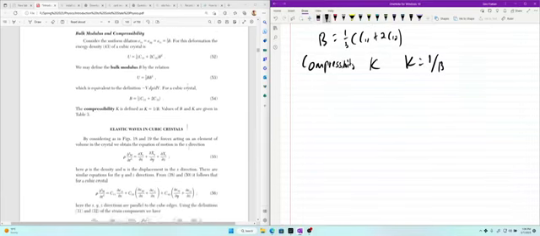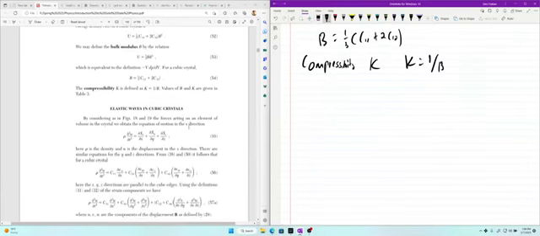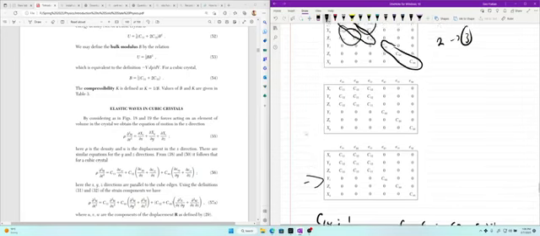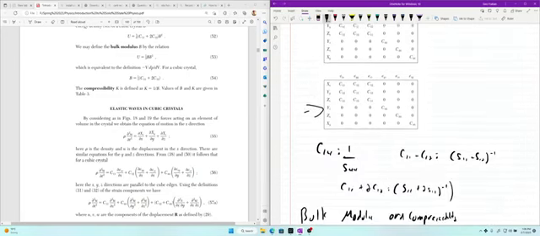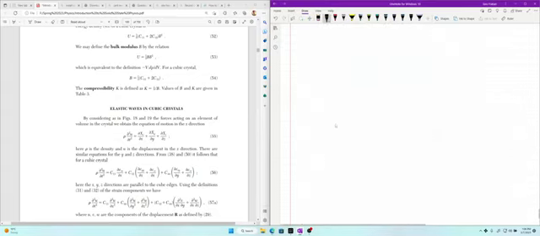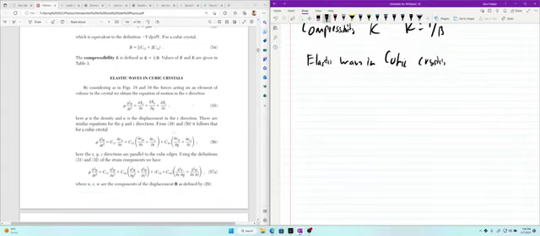Now we can do elastic waves in cubic crystals, to see how they move. We're going to do cubic because all that nice symmetry lets us use the matrix in equation 50, which is a lot simpler. Imagine if we had a unique one for each direction. That would be terrible.